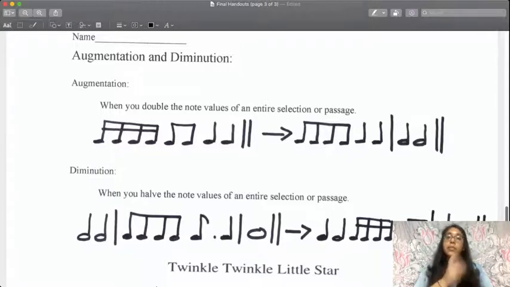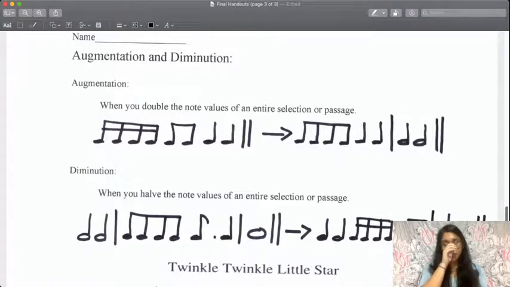Diminution is the reverse of that. It's when you halve the note values of an entire selection or passage. So in this selection I have here, the half note would become a quarter note, the eighth notes become 16th notes, the eighth and dotted quarter rhythm becomes a 16th and dotted eighth rhythm, the whole note becomes a half note. And so you have 1, 3, 1 and 2 and 3 and 1 off. That becomes 1, 2, 3 e and a 4 a 1 off.